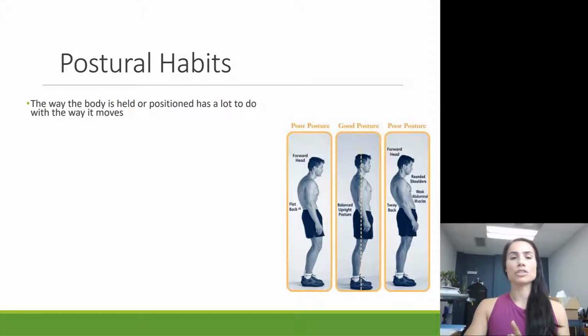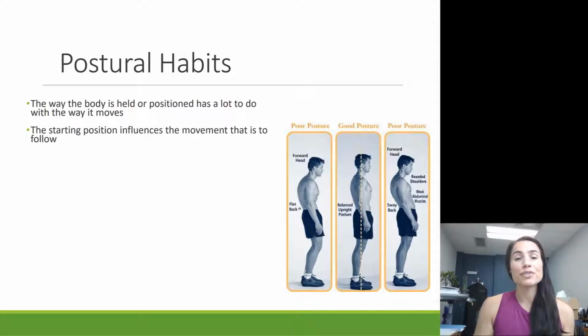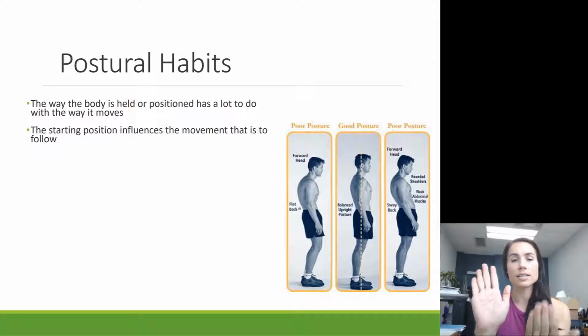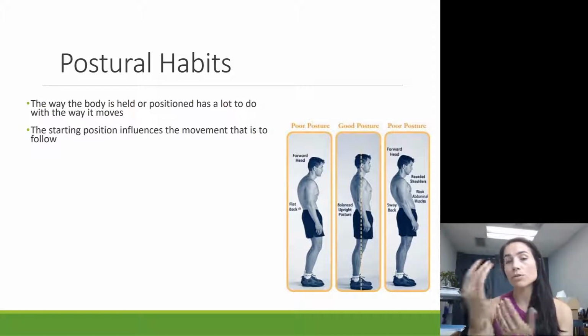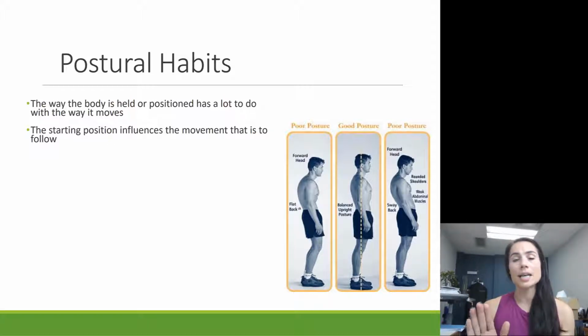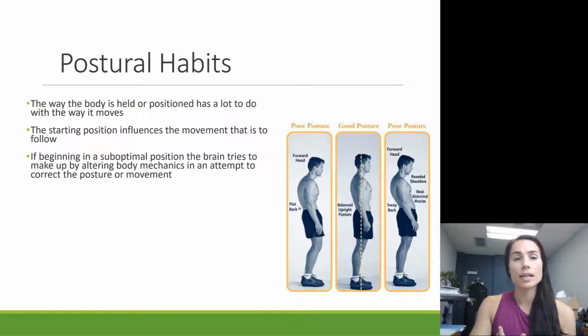So if someone's posture looks like this person on the left, and they have kyphosis, their hips are back, their chest is flat, and their knees are overly bent, that posture is going to affect everything they do, from their daily habits to their movements with you as a trainer. The starting position influences the movement that is to follow. So you can imagine if someone looks like this individual on the left with that forward head tilt and the kyphosis, their squat is going to be impacted by that initial position.